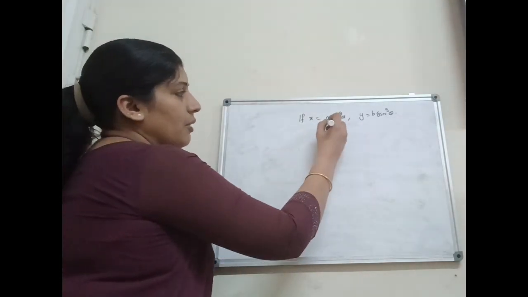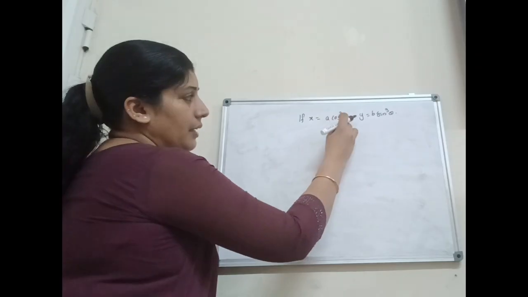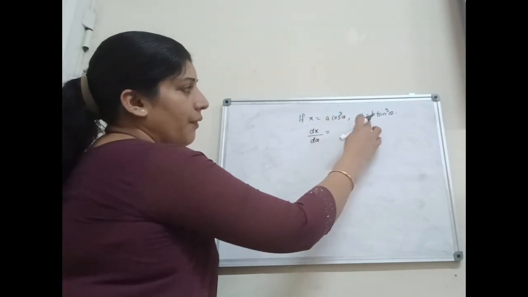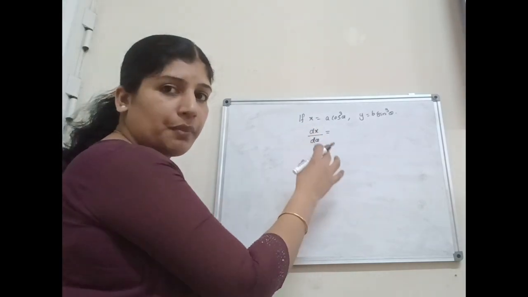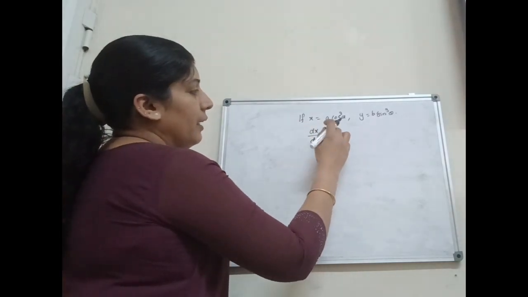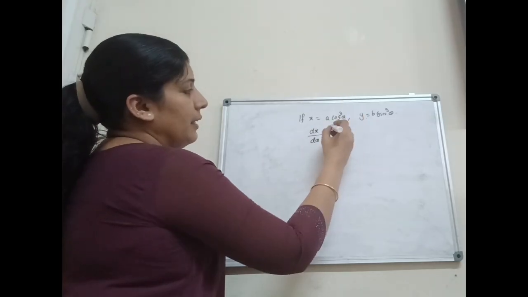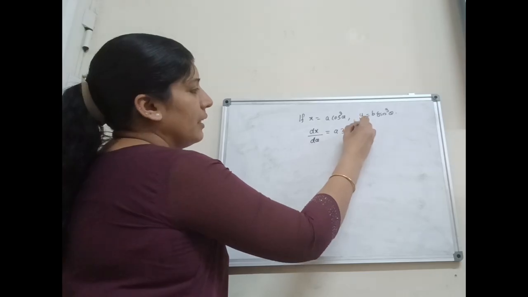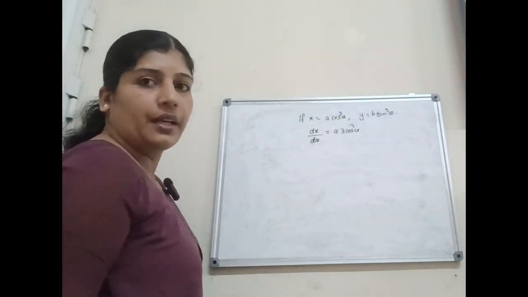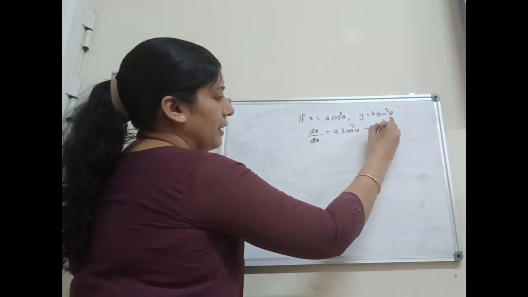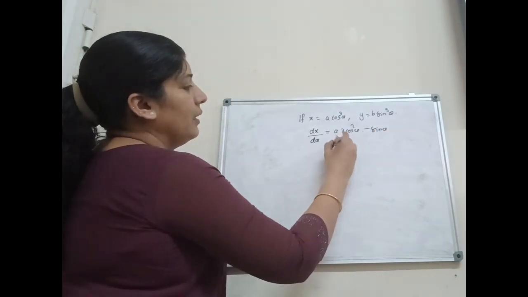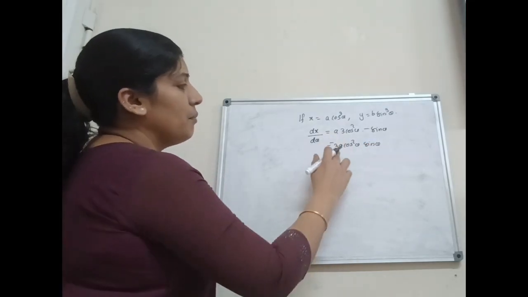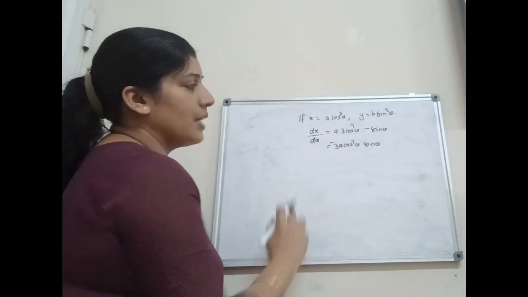First, given x equal to a cos cube theta. Here theta is the parameter. Therefore, we have to find dx by d theta. x is defined on theta and y is defined on theta. Therefore, first we have to find dx by d theta. How can we find d by d theta of a cos cube theta? That is a into d by d theta of cos cube theta, that is 3 cos square theta into d by d theta of cos theta. Derivative of cos is minus sin theta. That is equal to minus 3a cos square theta sin theta.